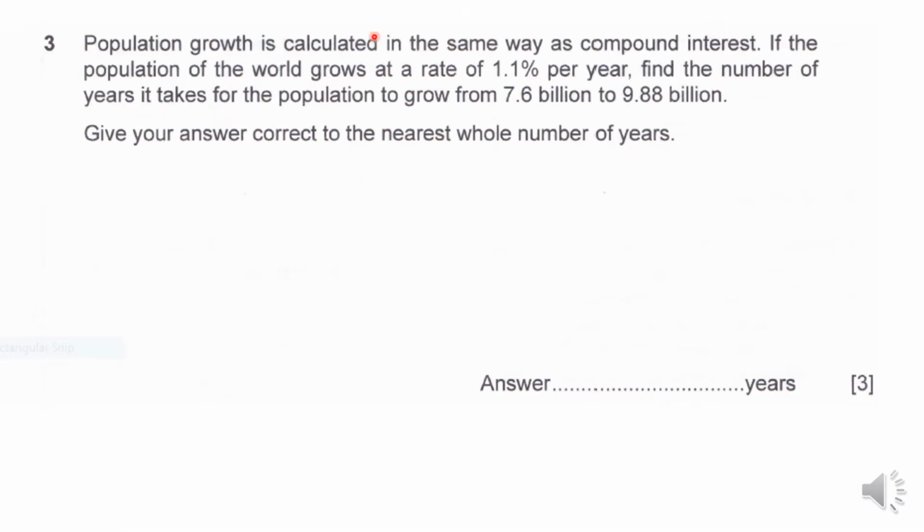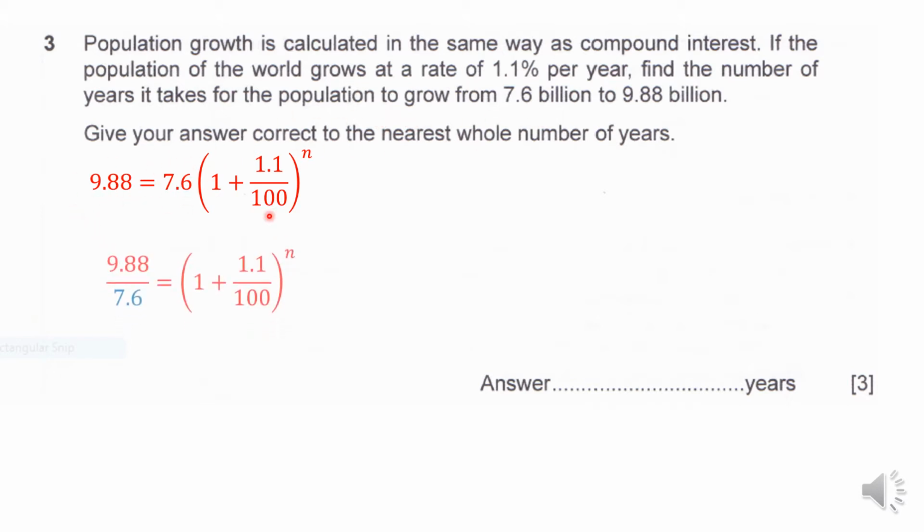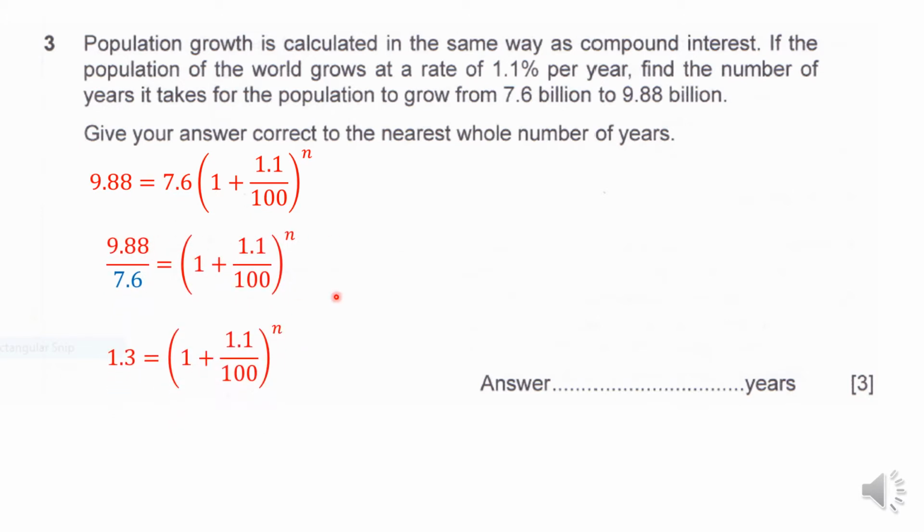All right, so this question here, you have to solve it the same way as you would with compound interest. So what you need to remember here is that the increase of 1.1%, that is the rate, 1 plus 1.1%. The 7.6 is like your principal amount, and then the 9.88 is the final amount. So you just got to go ahead and you got to find n.